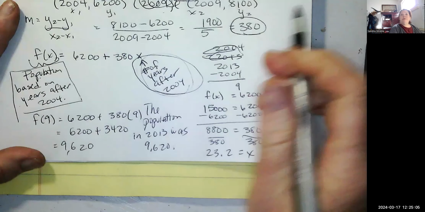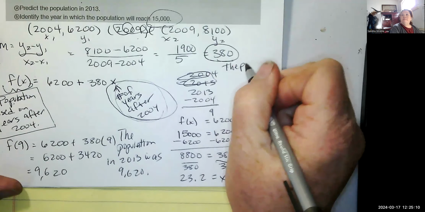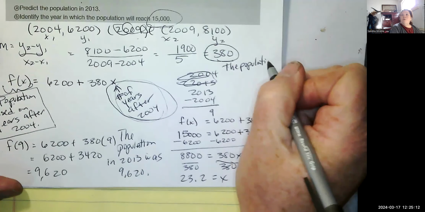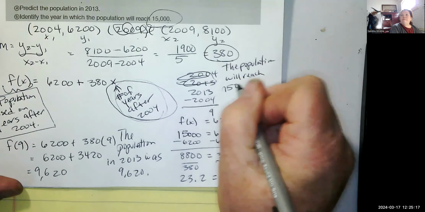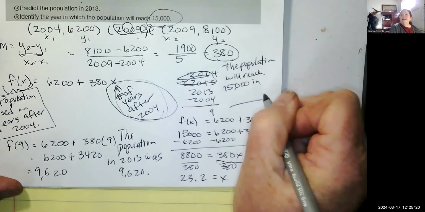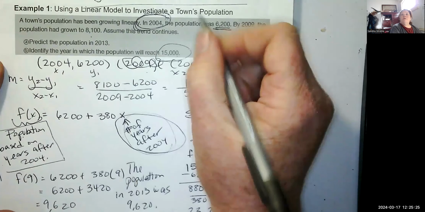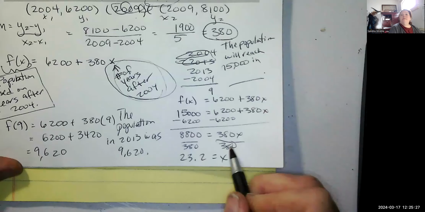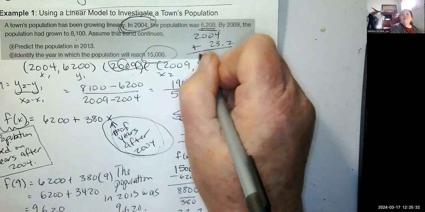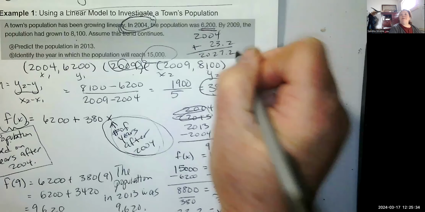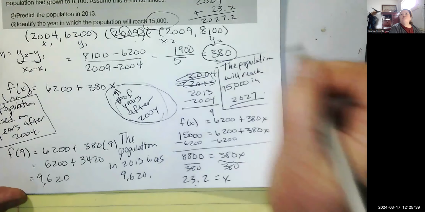Our answer is what? The population will reach 15,000 and we need the year. To find the year, we have to take the original 2004 and add 23.2. So that's 2027.2. So it happens in 2027. And that is the answer for B.